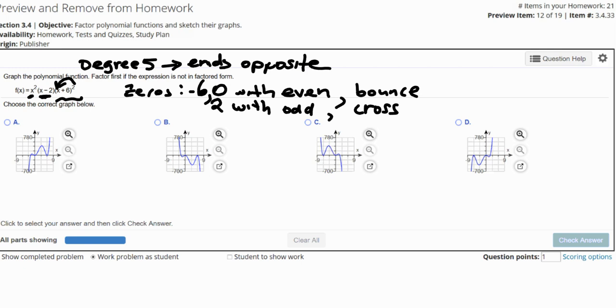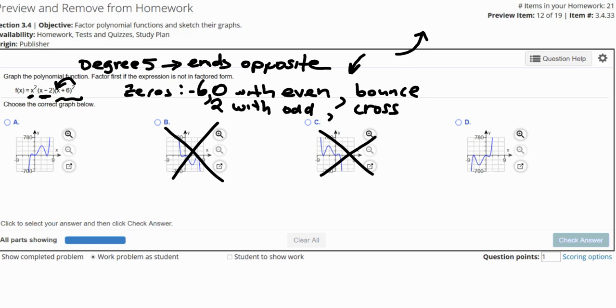Well, they all have opposite, right? Every single one of these graphs points in opposite directions on the ends. Also, the lead coefficient is positive, so it'll be starting low and ending high. So then that eliminates this as a choice. It also eliminates this as a choice. And I'm down to 2 possible answers.